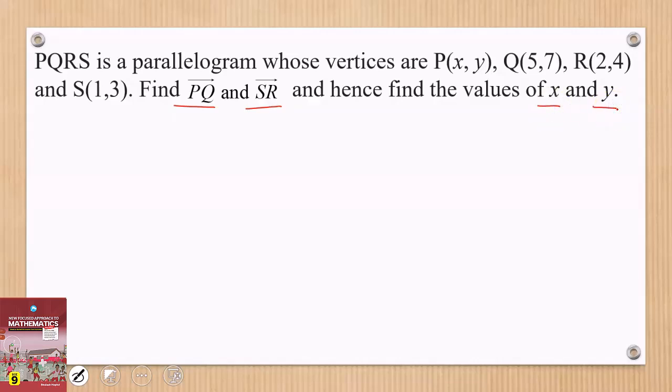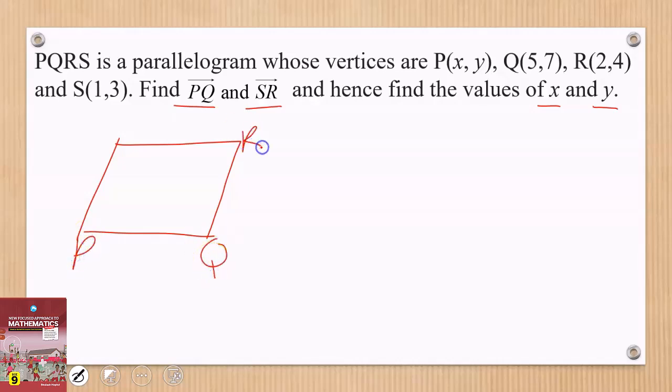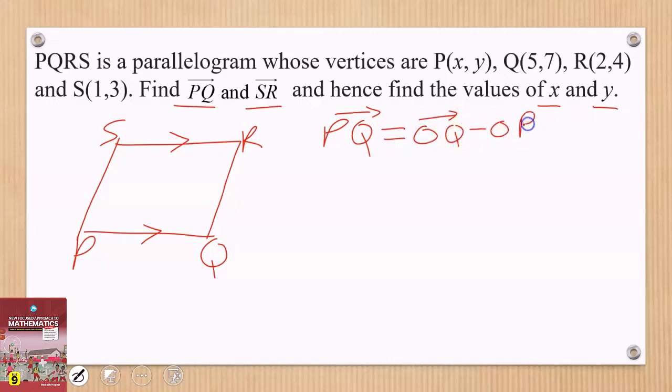Now what happens here is that if I have this particular diagram drawn this way, and I label it P, Q, R, S. According to the question, I should find PQ. So PQ direction goes like this, and I should find SR. SR also goes that way. So for us to find PQ, we know that PQ, based on the triangular law of vectors, can be expressed as OQ minus OP. You remember this one?